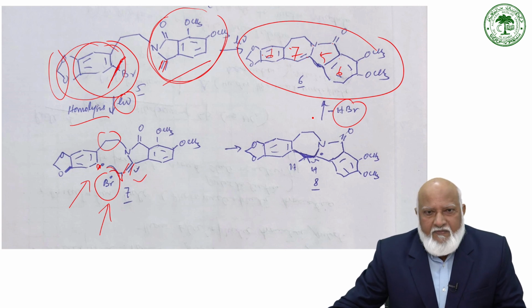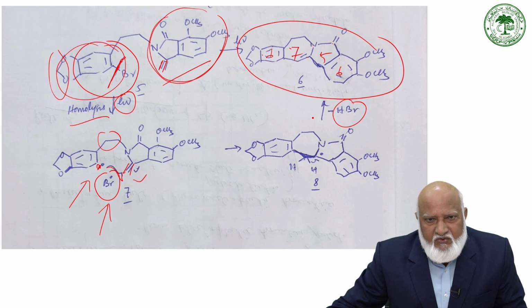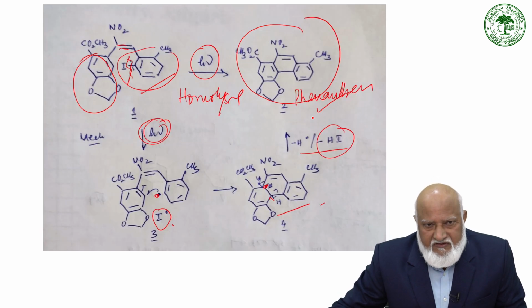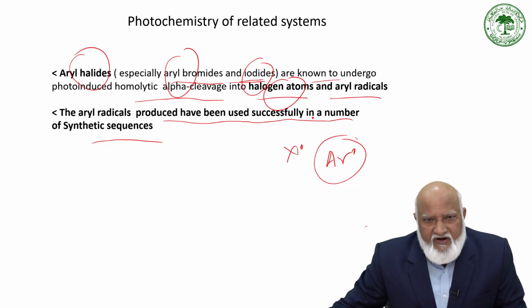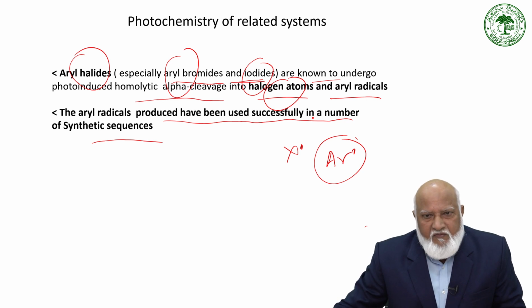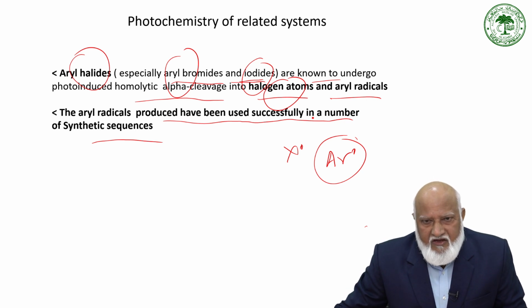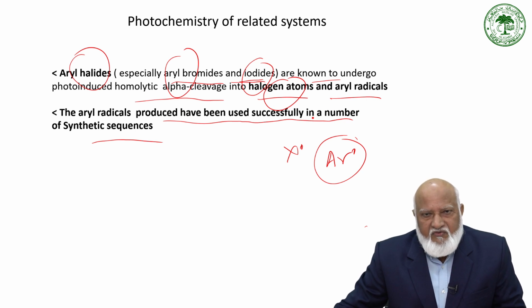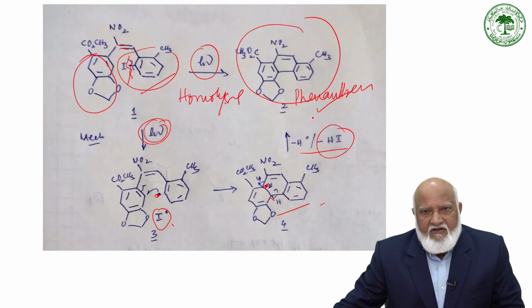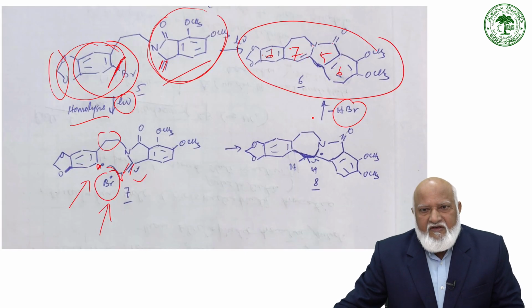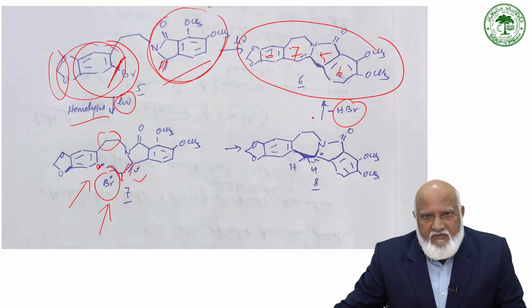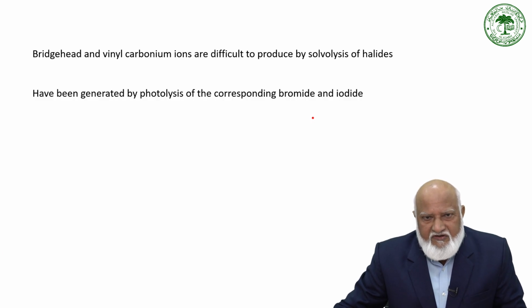So these are two examples related to aryl halides, which can undergo homolytic cleavage through sigma bond cleavage to generate a halogen atom and an aryl radical, which subsequently cyclizes in a nice manner to give a synthetically extremely important compound, which we can see over here.